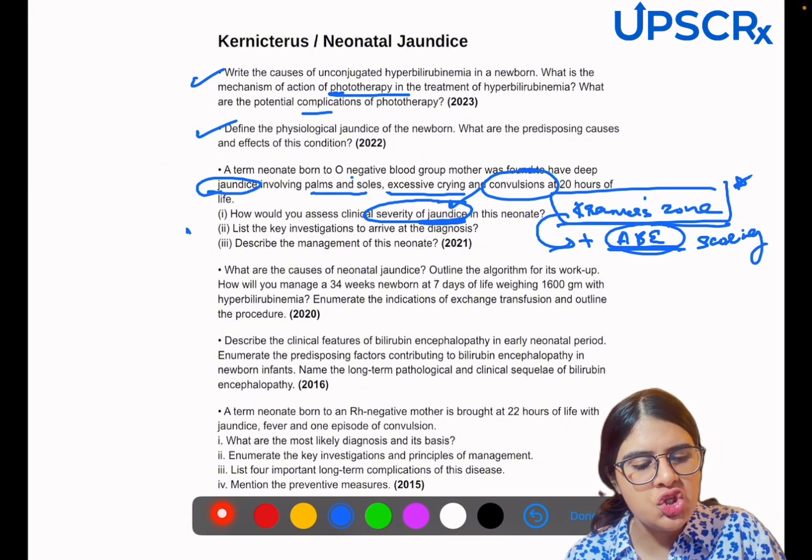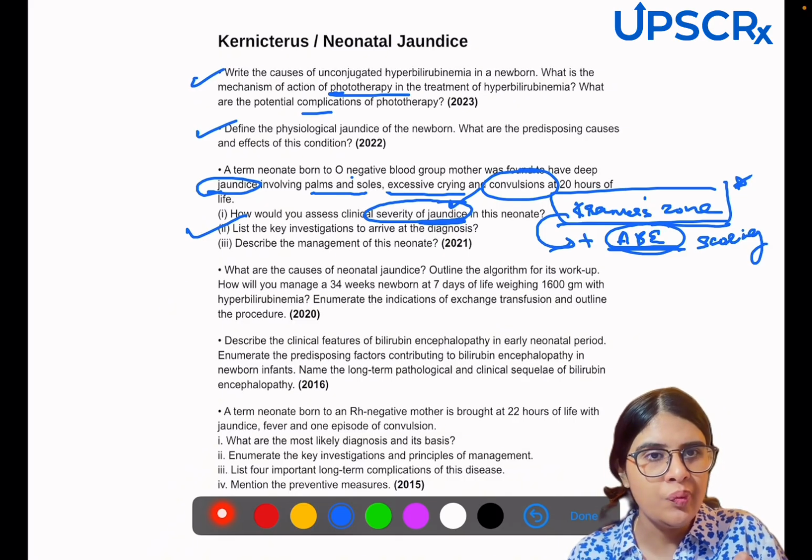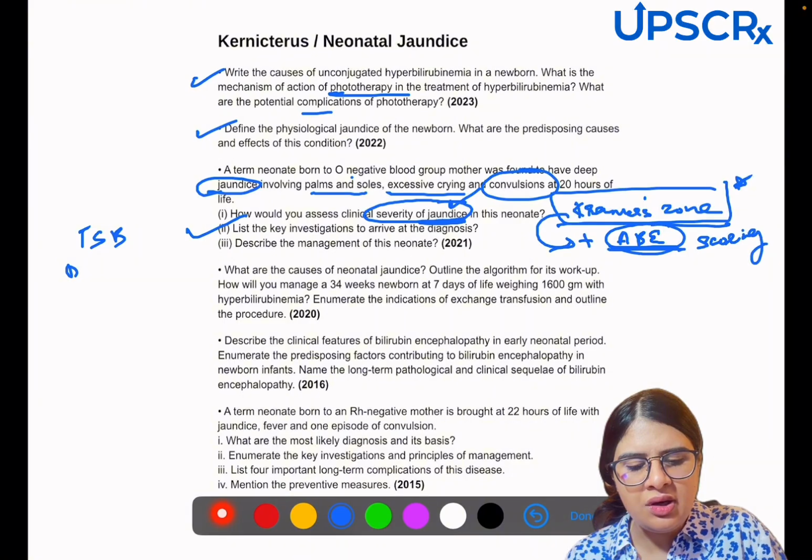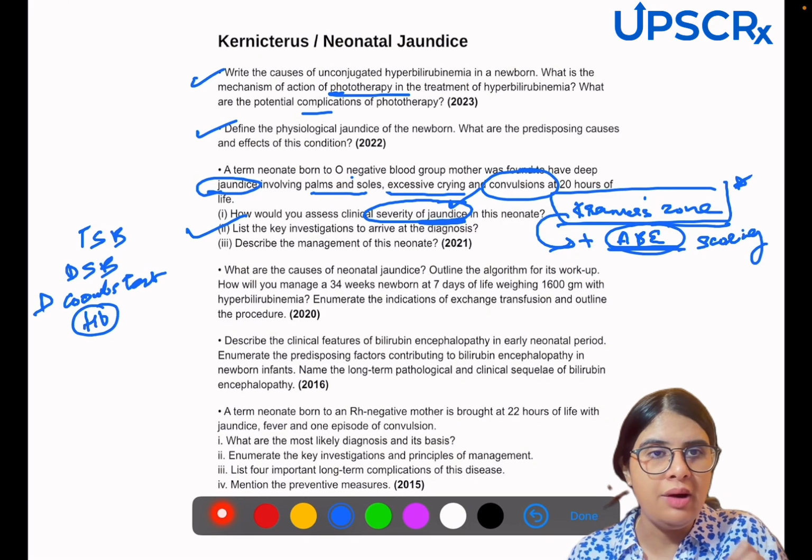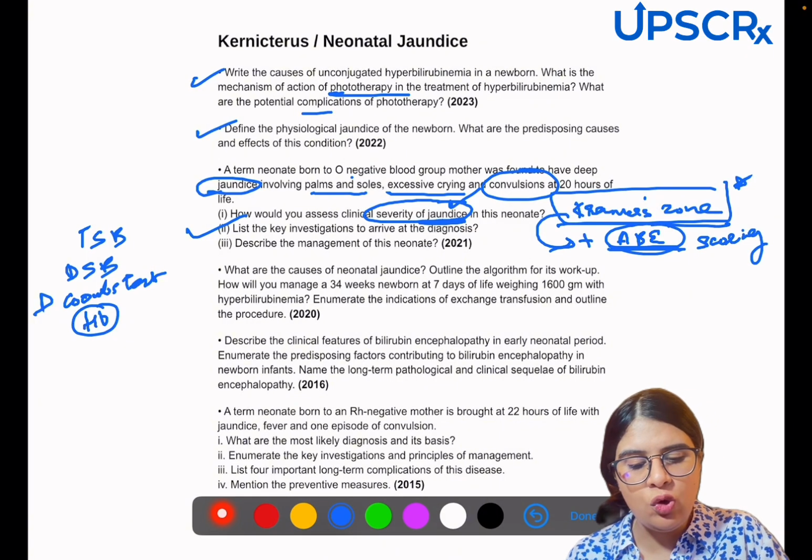List the investigations to arrive at the diagnosis. So here what will you do? You will do total serum bilirubin, direct serum bilirubin, and a Coombs test, right? You will do a DCT, direct Coombs test. You will see the hemoglobin level also, because here anemia also happens. There is hemolytic anemia, right?